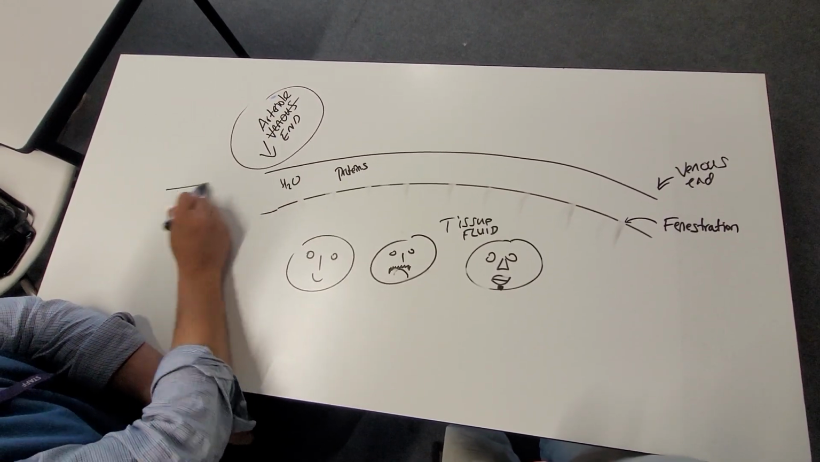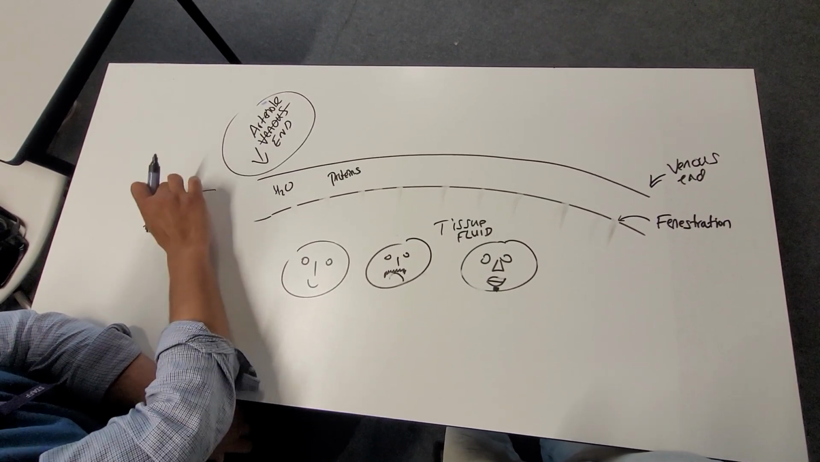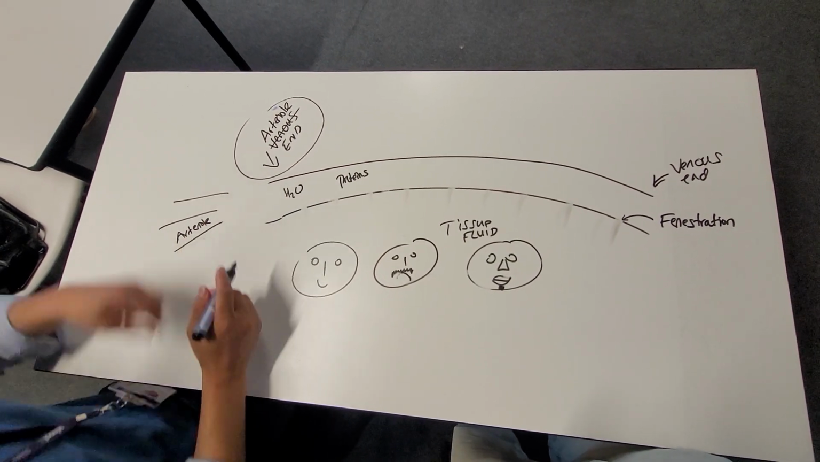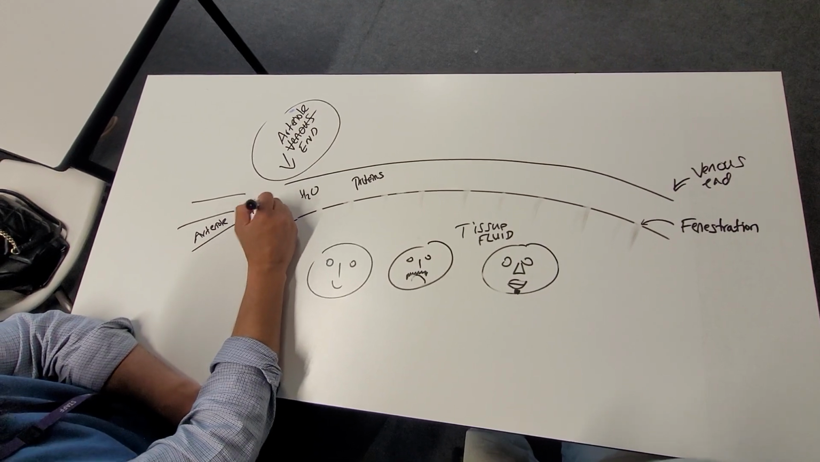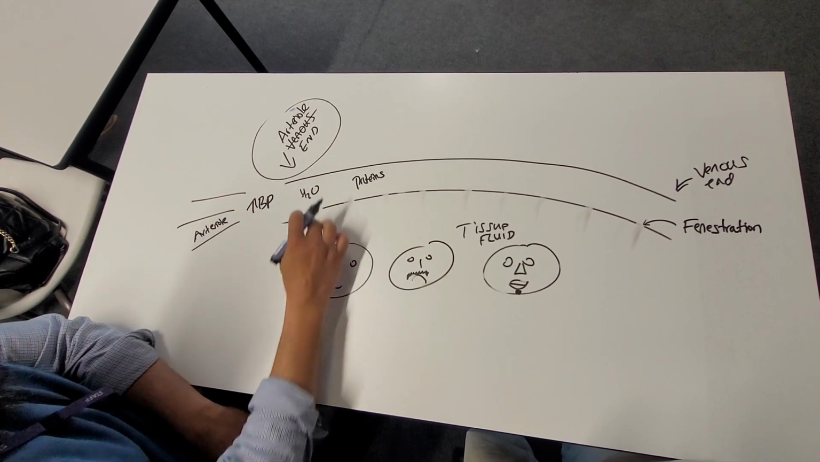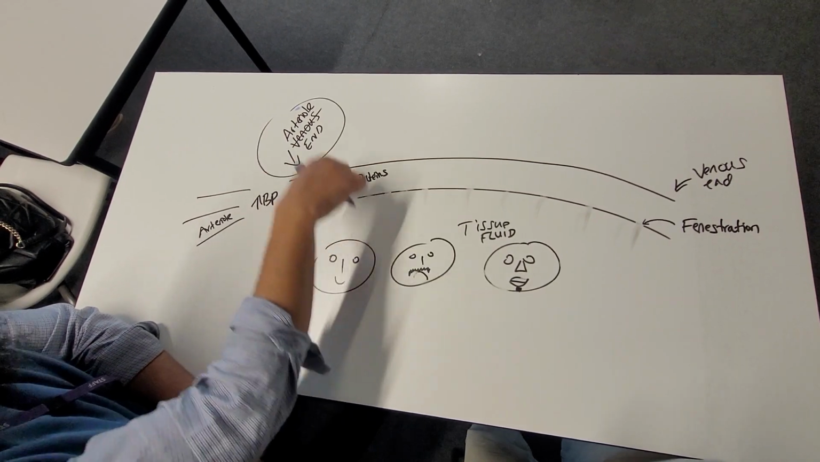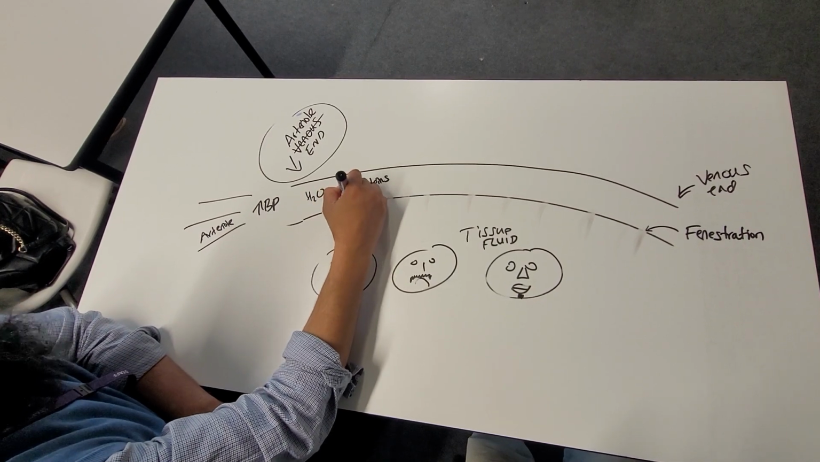So we have arteriole, and the arteriole turns into capillary. So this is the arteriole end. Now arteries are coming from the heart, so the blood pressure is high. Because of the increased blood pressure, the hydrostatic pressure in the capillary at the arterial end is high. So I'll put here high hydrostatic pressure.